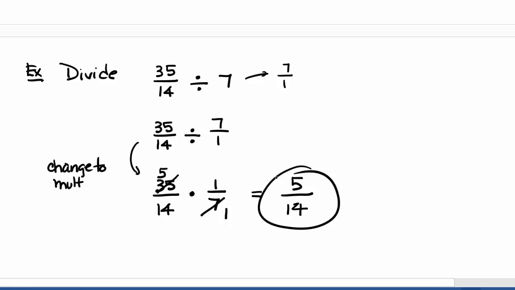Okay, so basically division is an extension of the multiplication process. You have to take the reciprocal of the second, which is the divisor, and then make it a multiplication problem.